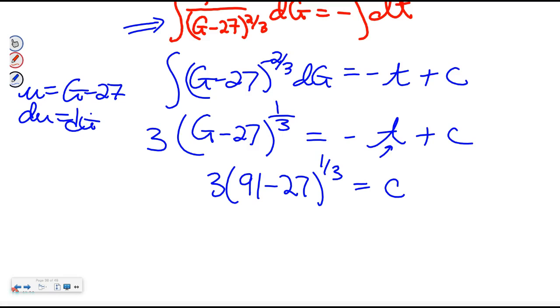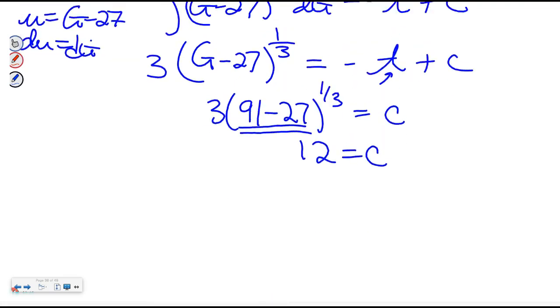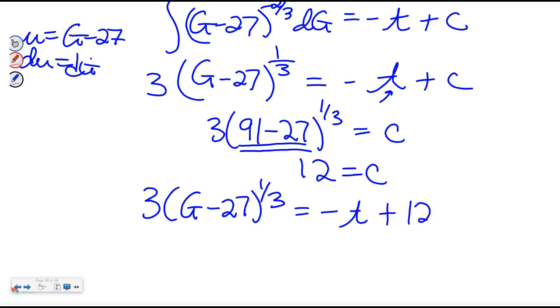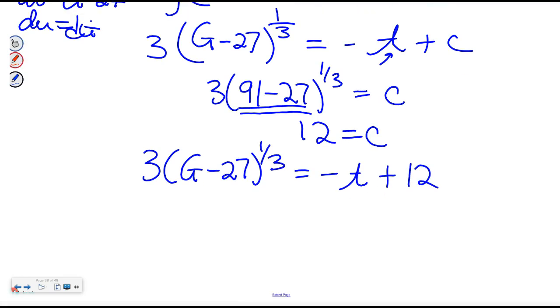It looks like 91 minus 27 would be 64. Cube root of 64 is 4. So it looks like this is going to be a 12 over here. Hopefully my arithmetic's solid. I think we're good. So that's a 12. I'm going to outdent and rewrite. So I was at 3 times g minus 27, kind of a long one here, to the 1/3 is equal to negative t plus 12. I'm going to keep solving this.